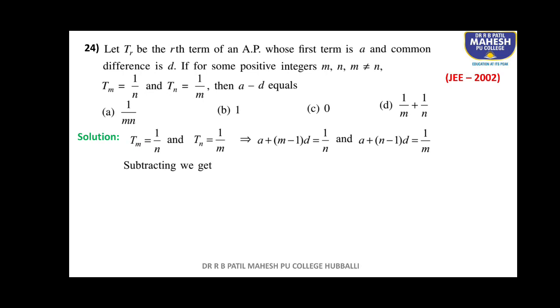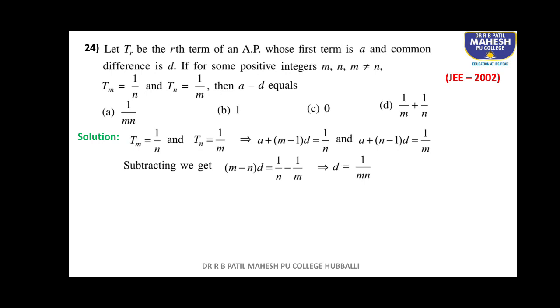Now subtracting these two equations, A and A cancel, and taking m minus 1 into D minus n minus 1 into D, we can take D common. Therefore we have m minus n whole into D is equal to 1 by n minus 1 by m. Now we can take the LCM, which is mn. So multiplying m to the first term and n to the second term, we get m minus n divided by mn on the RHS. Therefore we can cancel m minus n on either side, so D is equal to 1 by mn.